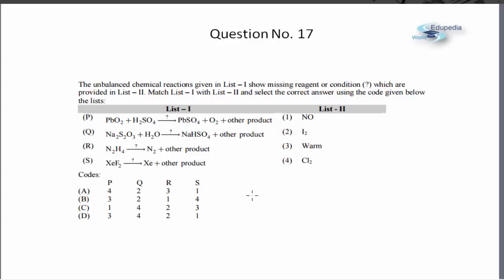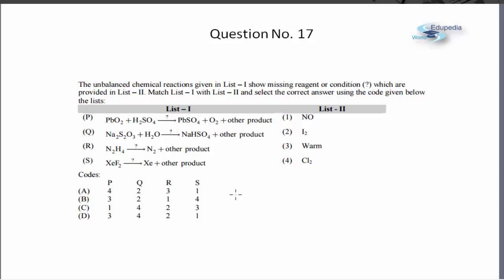Okay students, let us look at question number 17. Question number 17 is from Inorganic Chemistry, and it's a fairly simple question. Four choices have been given, and even if we are able to figure out one of them, we'll be able to solve the other ones. Okay, so let us go one by one.